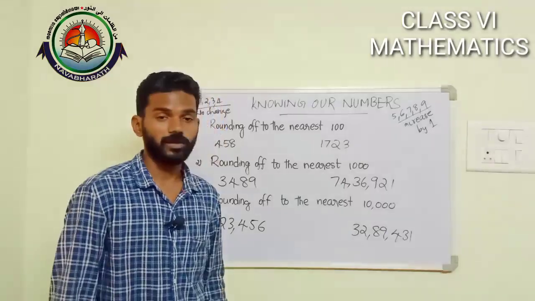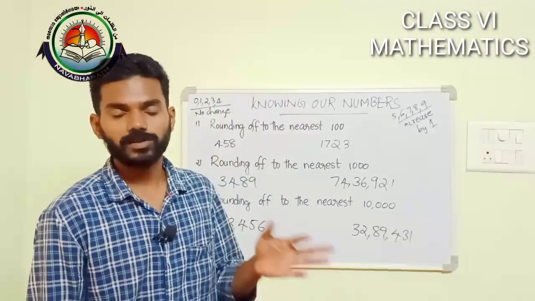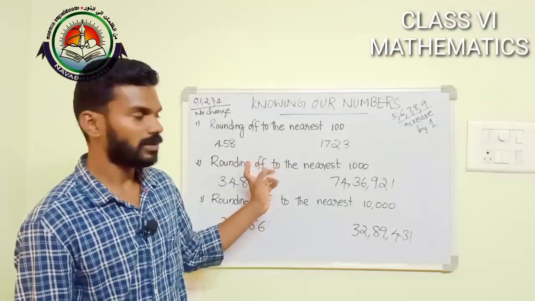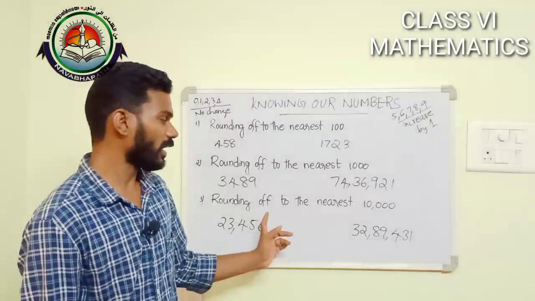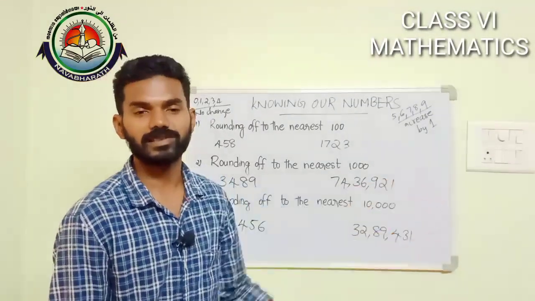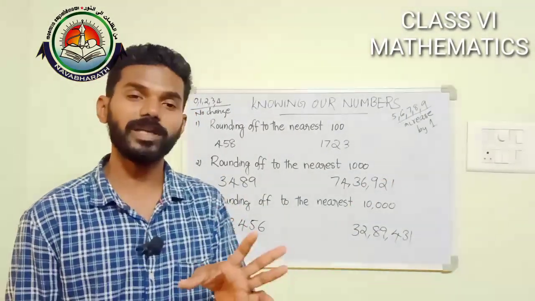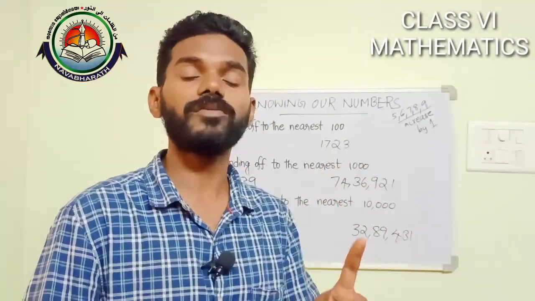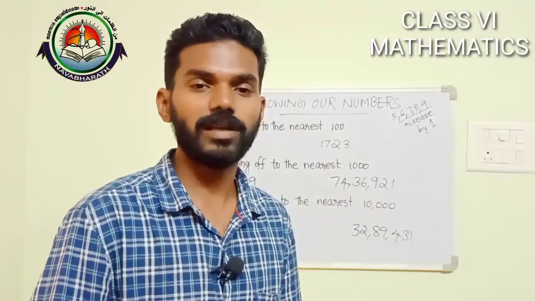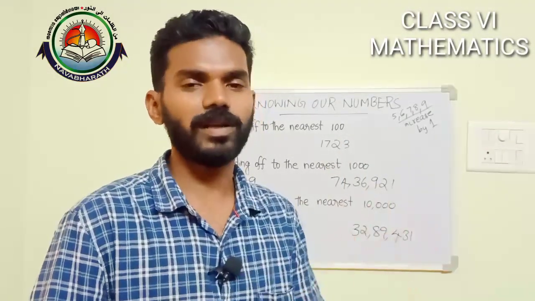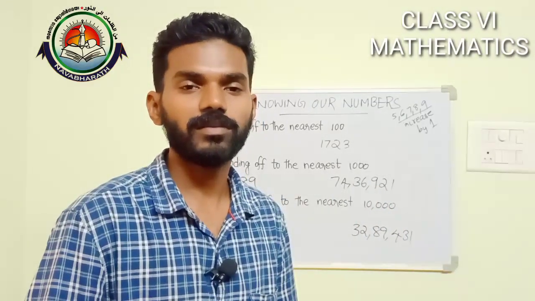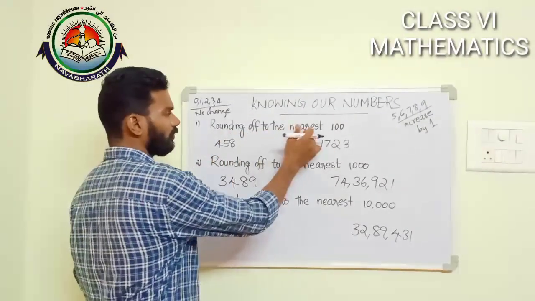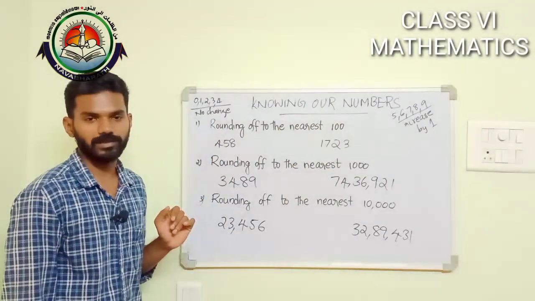Clear? Okay. Now let's do the rounding off to the nearest 100, to the nearest 1000 and to the nearest 10,000, etc. This can also be done in the same way as we did the rounding off to the nearest 10. Clear? A few differences would be there. So let's check it out. How can you round off to the nearest 100?